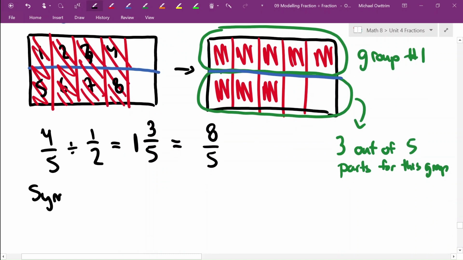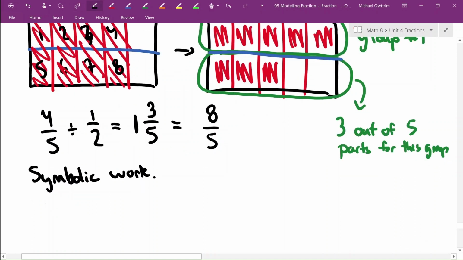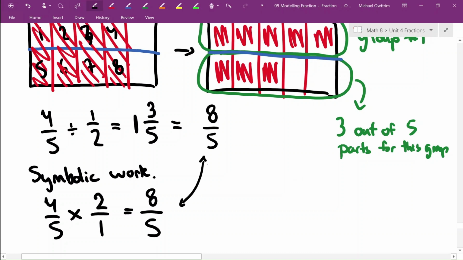To confirm with our symbolic work, we can leave our first fraction alone, change divide to multiply, flip the second fraction. 4 times 2 on the top is 8, 5 times 1 on the bottom is 5, and of course, those are the same again.